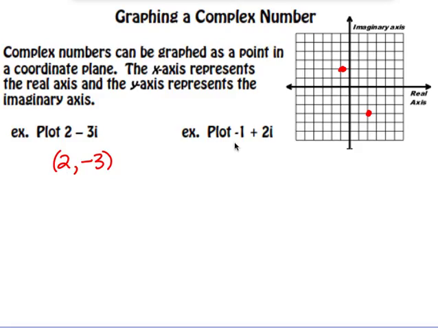So look at this one, negative 1 plus 2i. I want you to think about what this one would look like. I'm just going to plot one and see if you can tell me what it is. So I'll give you a second. Look at that point and see if you can tell me what complex number that represents. You can press pause. All right, hopefully you said it was negative 4 minus 3i. That would be the answer, negative 4 minus 3i.